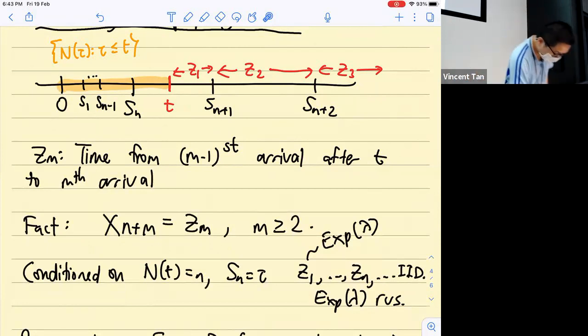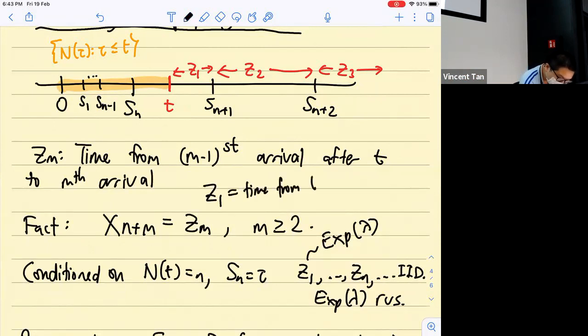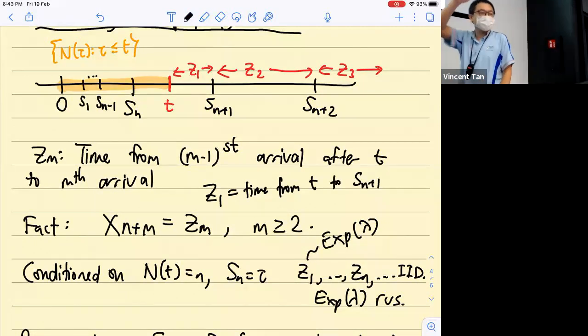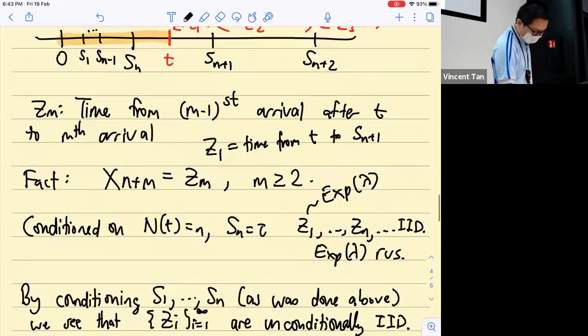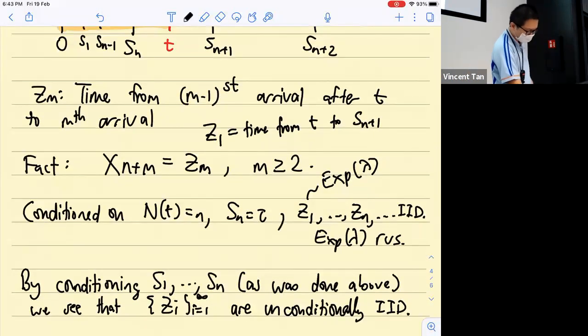But for the case Z1, right? Z1 is basically the time from t to S(n plus 1). Okay? So this Z1 is not X(n plus 1). Very important. It is shorter, it's smaller than X(n plus 1), but it has the same distribution as X(n plus 1). Now, by the above proof, we have the condition on all these objects here. All these things are IID. Okay? And they are exponential lambda. In particular, Z1 is exponential lambda.